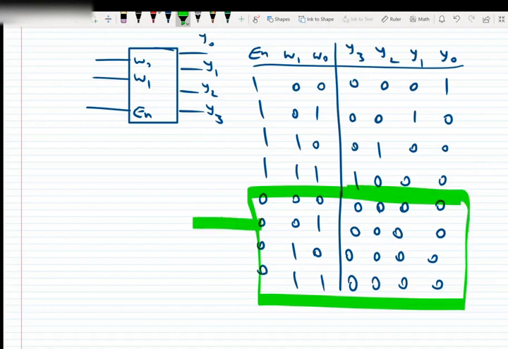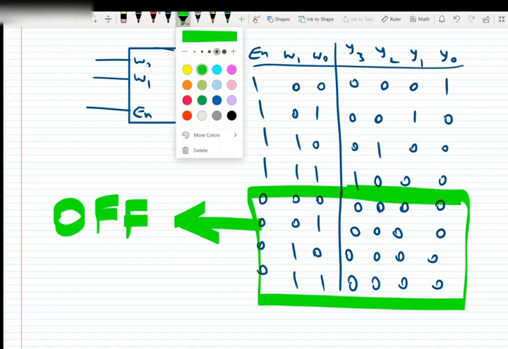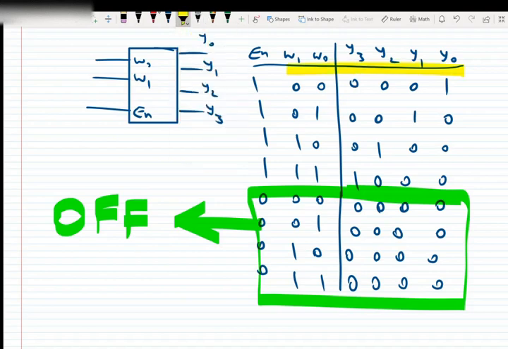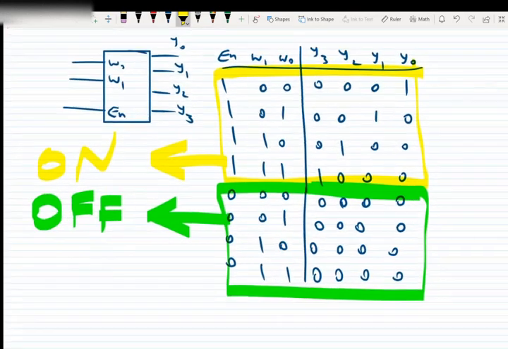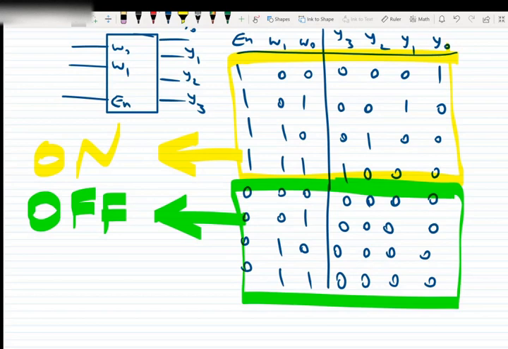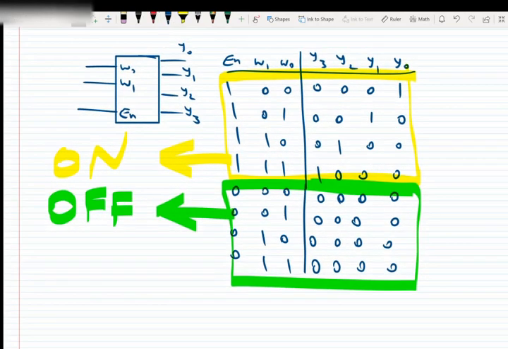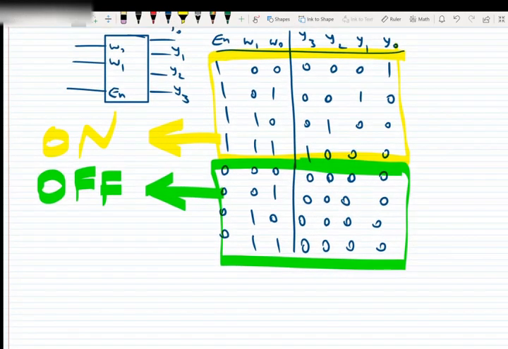You see, for this part, the decoder is off. It's not working. And for this part of the table, we can say that the decoder is on. Okay, one more thing that I want to mention here: instead of repeating all these outputs which are equal to 0, we can just summarize the second part of the table.